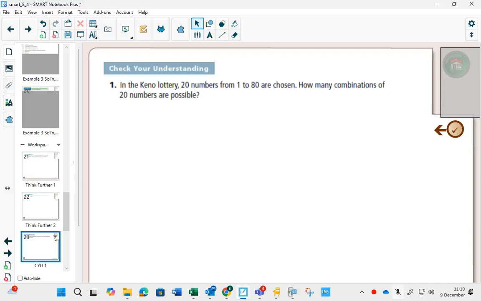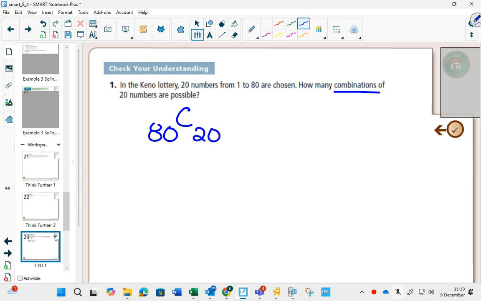Certain lotteries, the order doesn't matter. Have you heard of the Keno lottery? No. Have you heard of, like, what's the main lottery, like Lotto 649 in Canada? Have you heard of that? We'll do that one right after. It's really quite fascinating. But this one, if the order doesn't matter, and sometimes they tell you that, they're telling you the order doesn't matter, we're going to use the combinations formula.